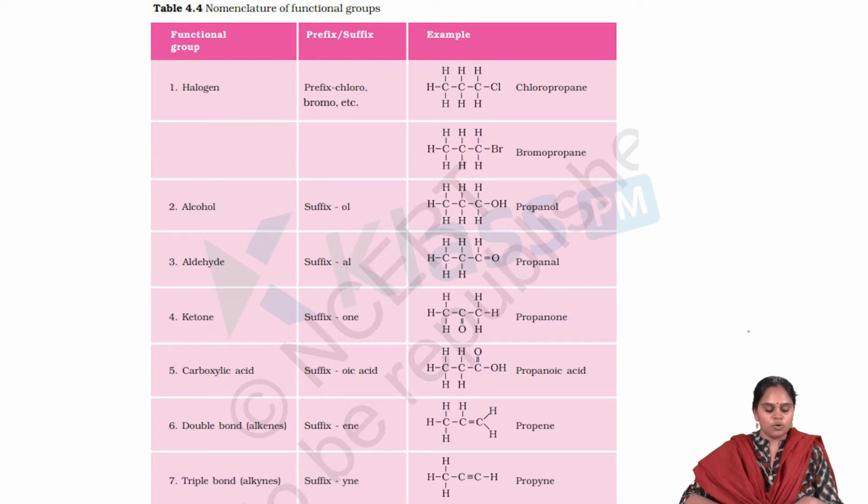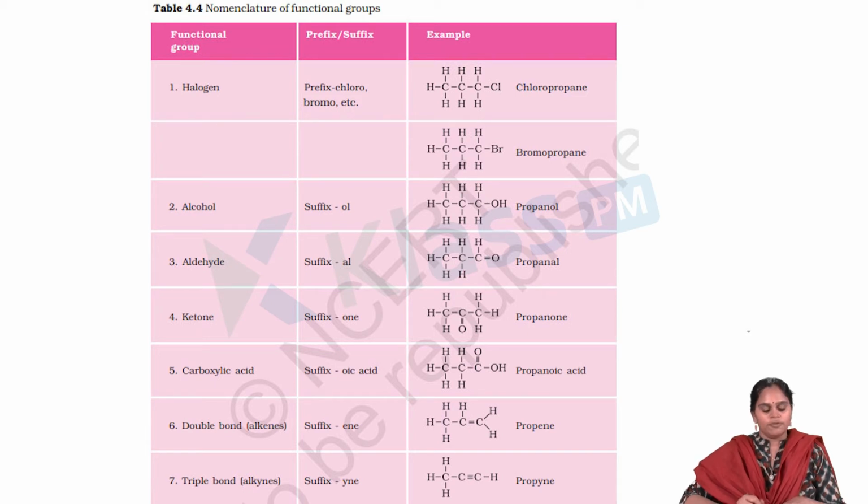The next functional group is the alcohol group. For the alcohol group, you need to add the suffix -ol. See here, three carbons are there, so propane plus OH added, so propanol. And the third group is the aldehyde group. For the aldehyde group, you need to add the suffix -al to the given name. So here also three carbons are available, so it is propane and -al needs to be added, propanal.